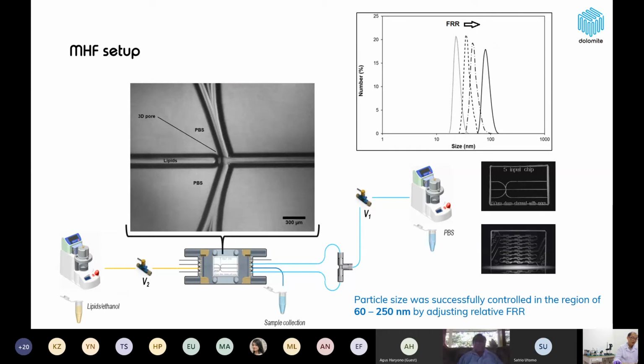So here is showing a simple setup for micro hydroflow focusing methods using our chip, with the 5 input chip and the micro mixer chip. Here is the image showing the 5 input chip, so we can make a laminar flow inside, with the lipid as the interface and the water phase as the outer phase, to make a laminar flow stream inside here, and the nanoparticle is believed to form at the interface of the two streams. In this case, by changing the flow rate ratio, the particle size is controlled in the region of 60 to 250 nanometer with both the 5 input chip and the micro mixer chip.